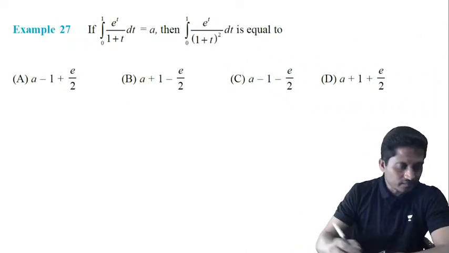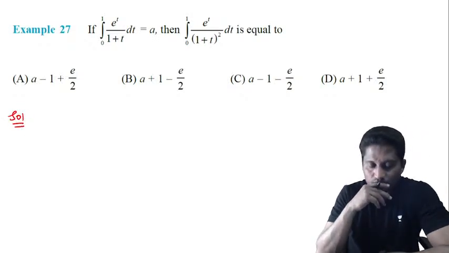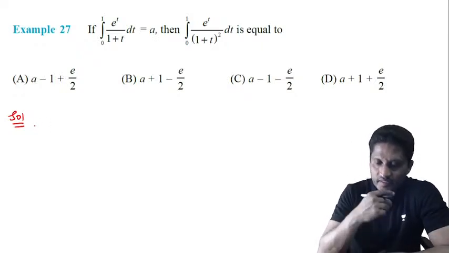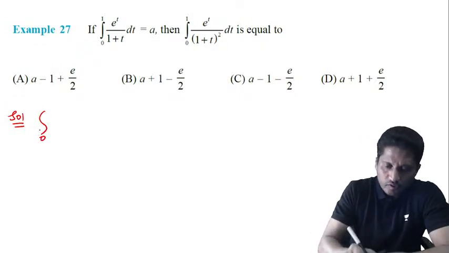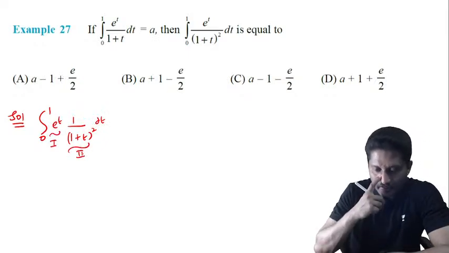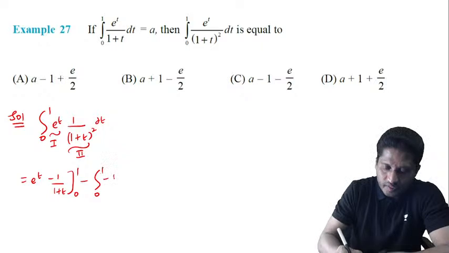Example number 27. See, this a can be written as integral 0 to 1 e to the power of t times 1 divided by 1 plus t the whole square dt. Let's call this equation 1 and this equation 2. Use by parts. First function is e per t. Integration of 1 by x square is minus 1 by x. Minus integral of second is minus 1 by 1 plus t, differentiation of e per t is e per t.